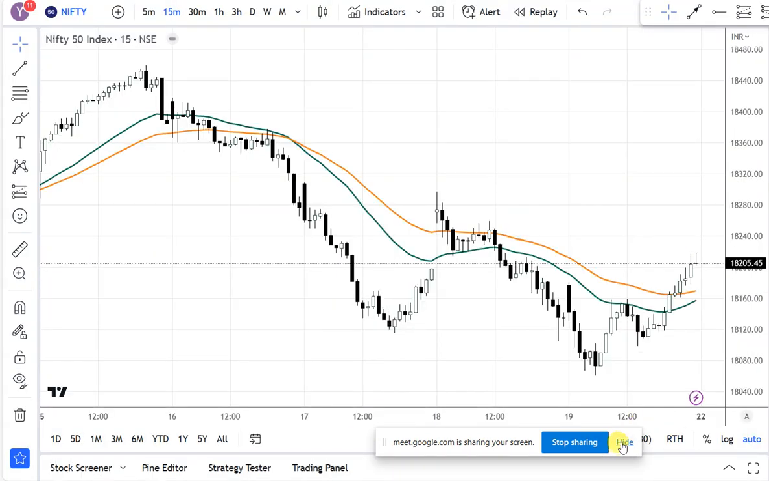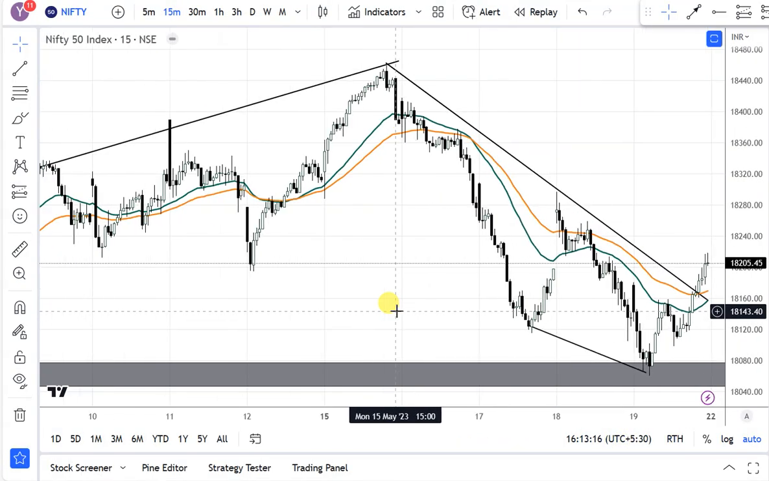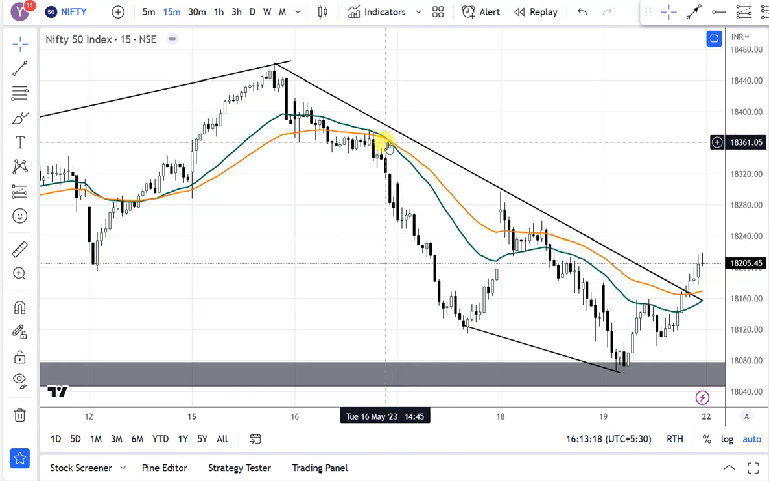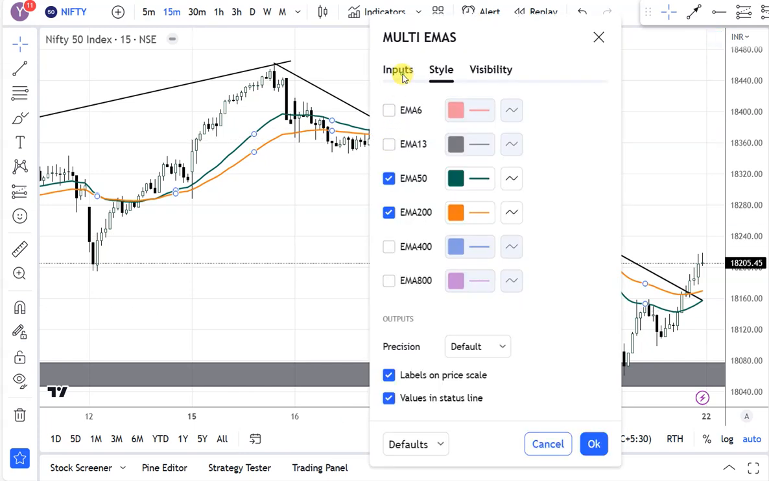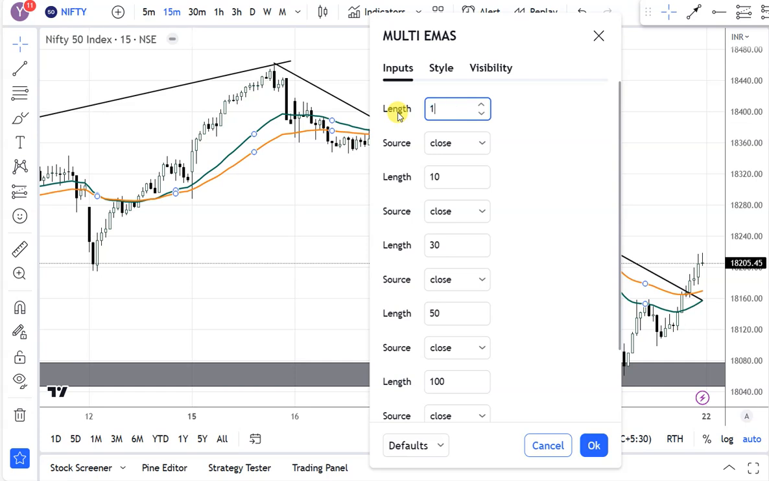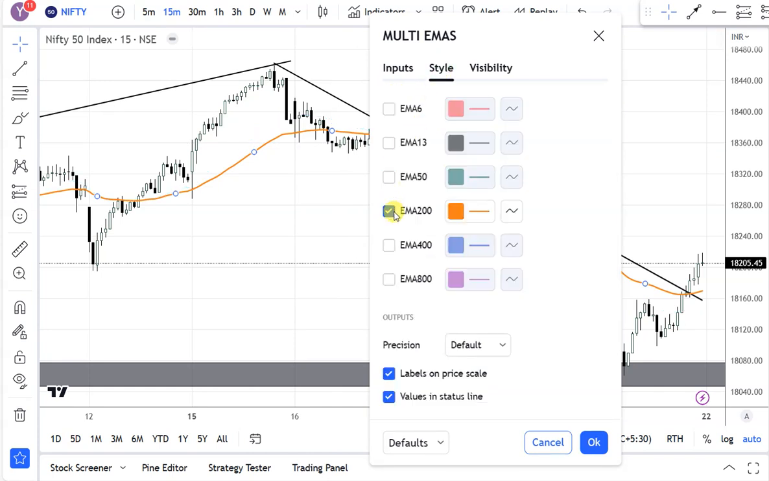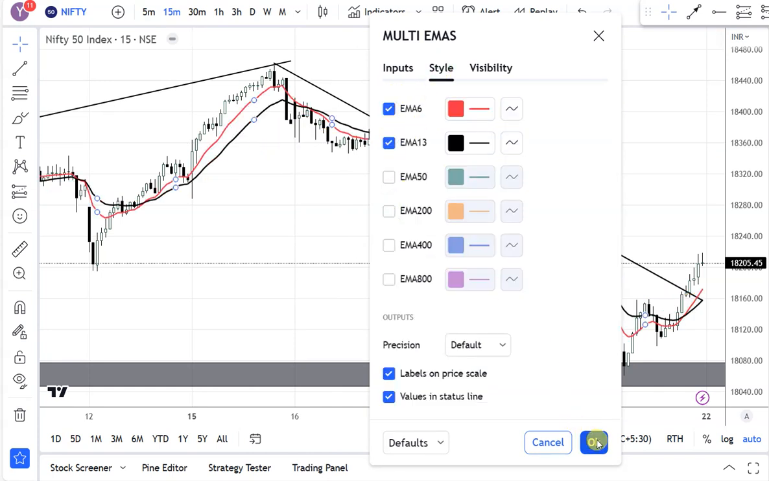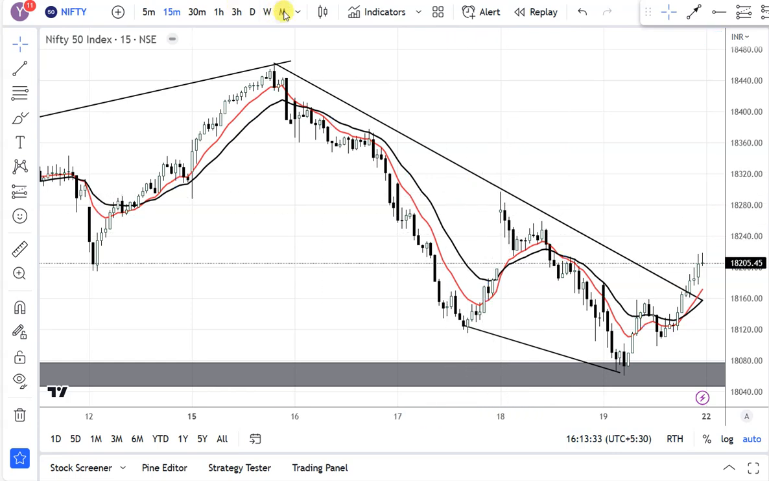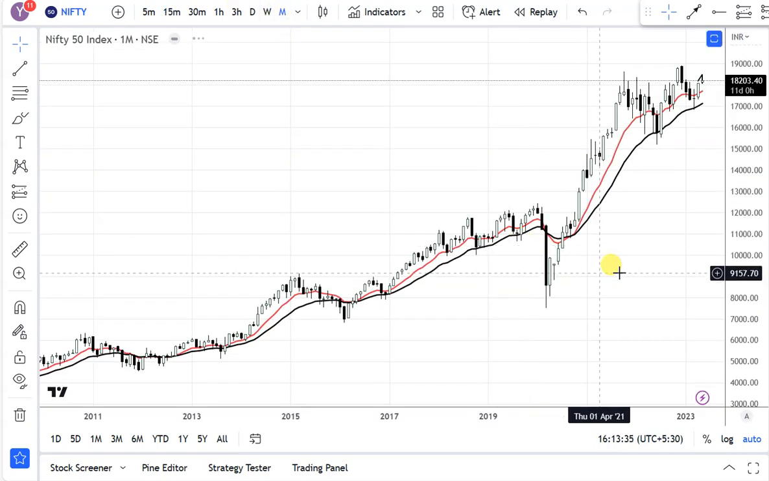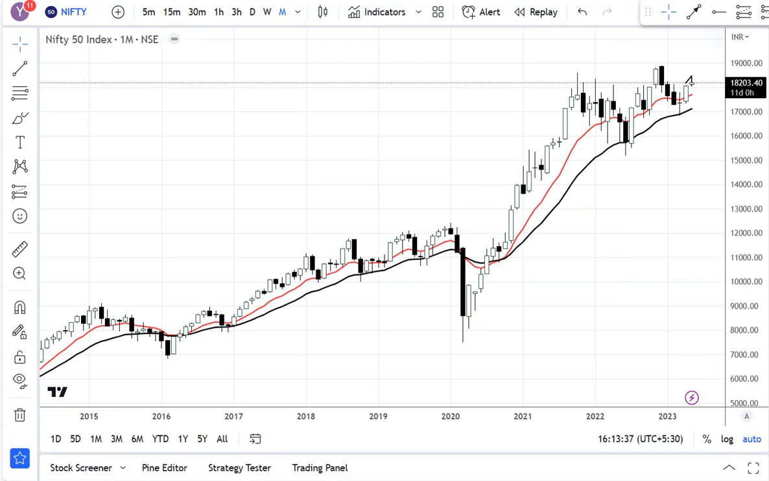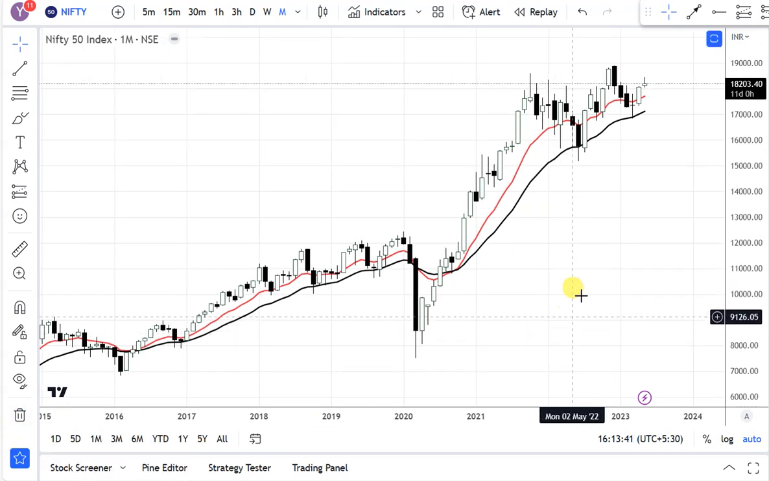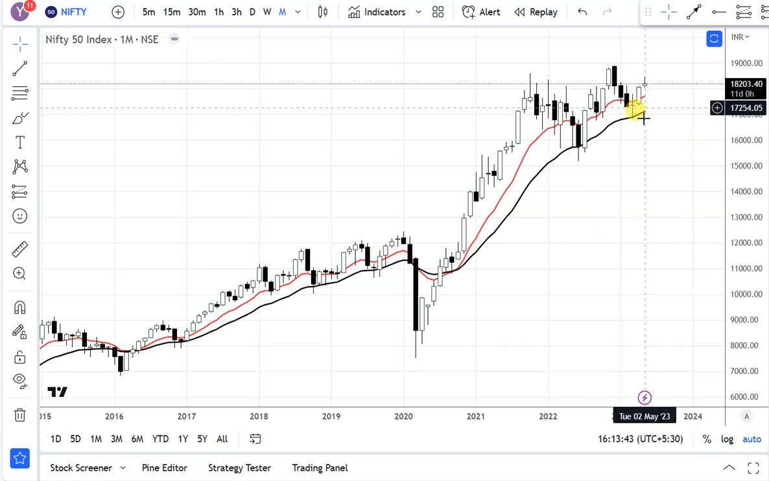Now Nifty, if you want to track it, just put a 10 EMA and a 20 EMA. Now you start from the monthly time frame. Whatever analysis you do should be in line with the monthly EMA. Now, what is it showing?